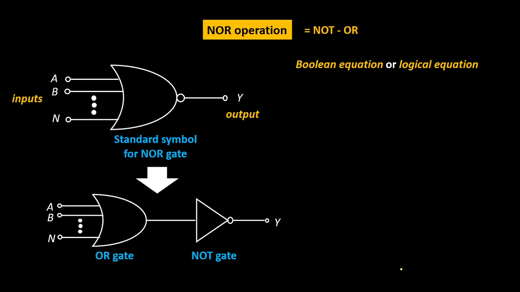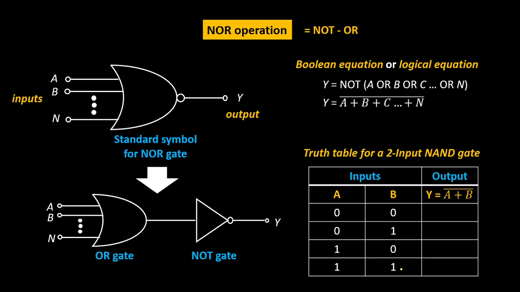Its Boolean equation or logical operation will be NOT OR. So between A and B and C there will be OR, like that. Symbolically, it will be the complement of A plus B plus C, and the plus sign is nothing but logical addition. It's not actual algebraic addition.